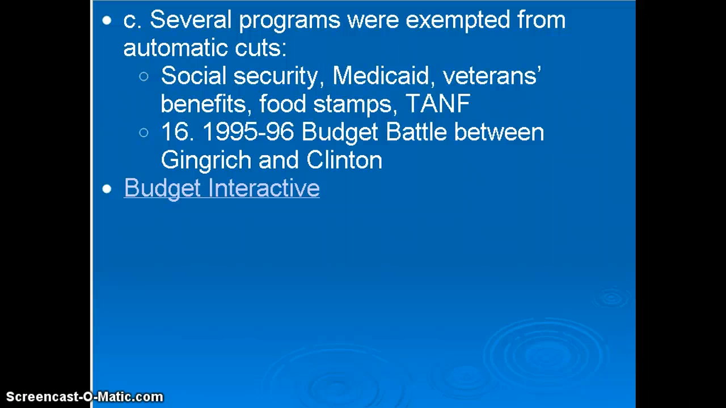And finally, there was a budget crisis in 1995 and 96 between Newt Gingrich and Clinton. In that, essentially, they could not agree to pass a budget, and so the federal government closed for, I think, 10 days. And in that time period, the Republicans were blamed in particular by the media for shutting the government down. And as a result, Gingrich capitulated, meaning he surrendered to Clinton.